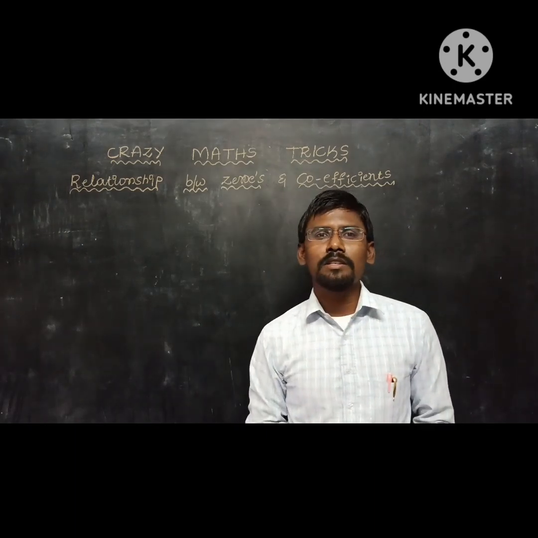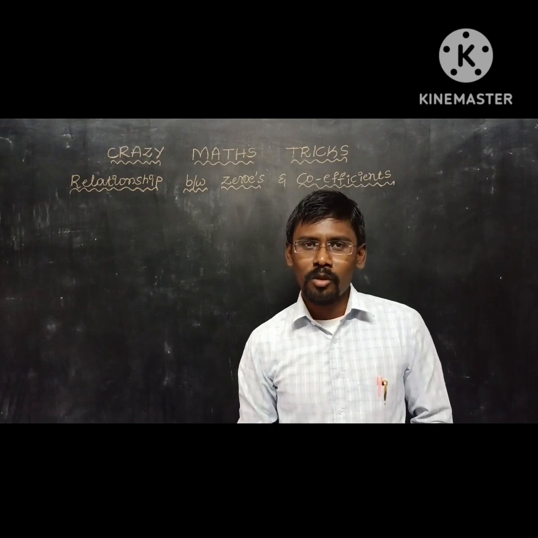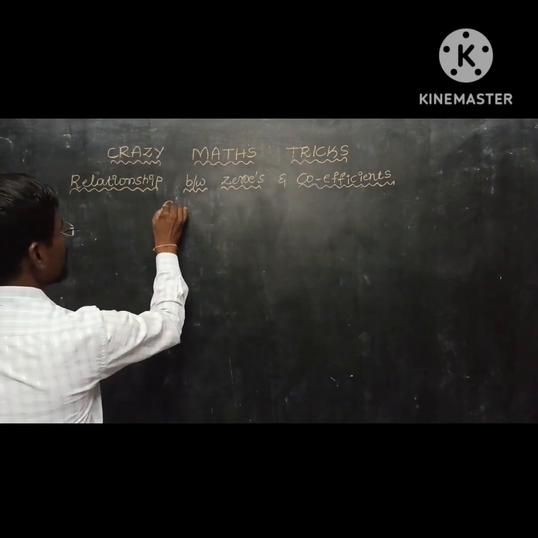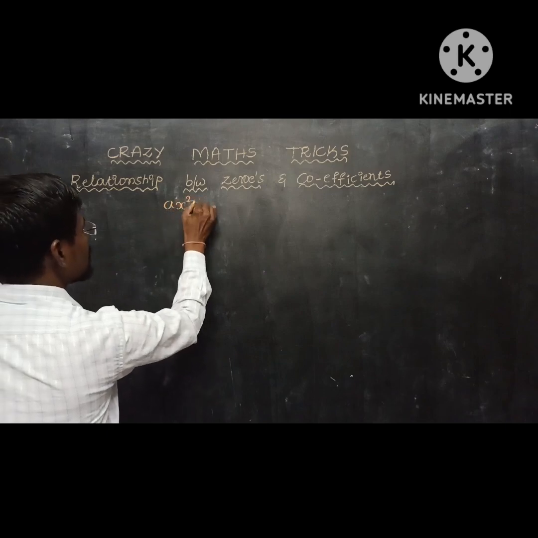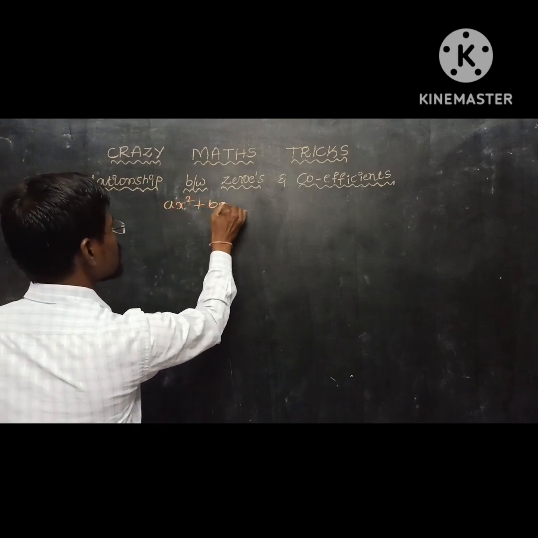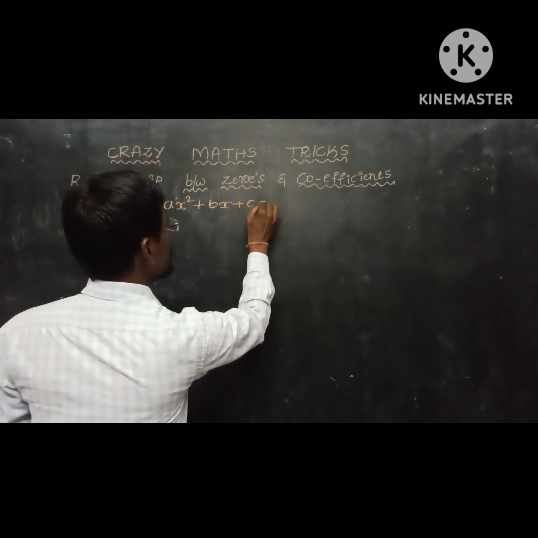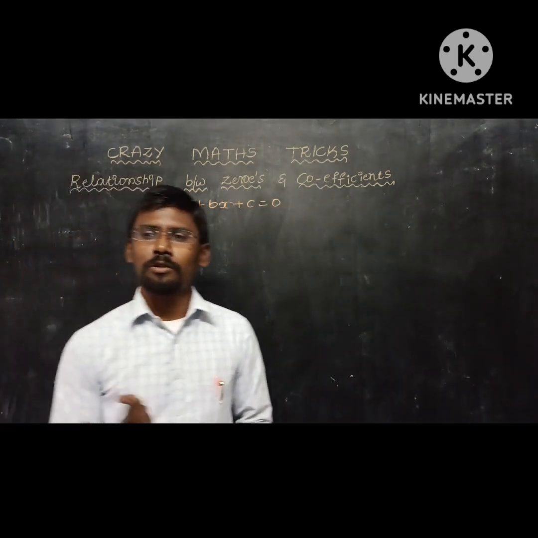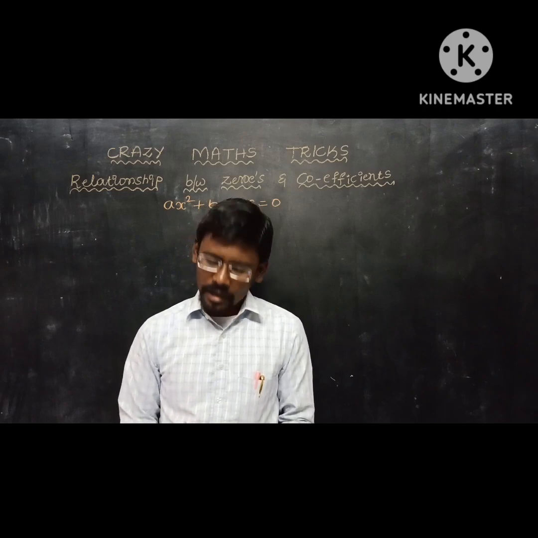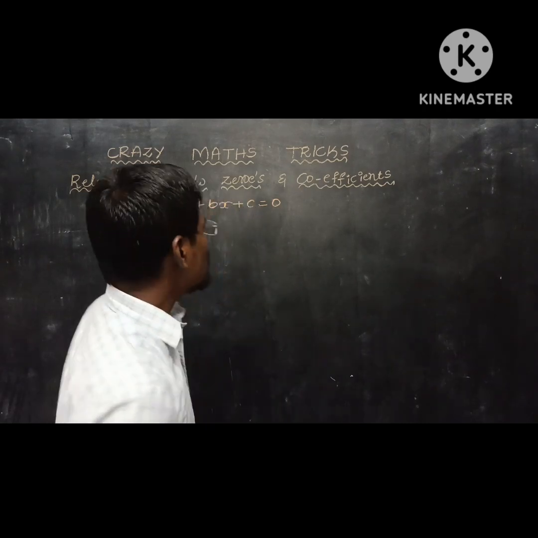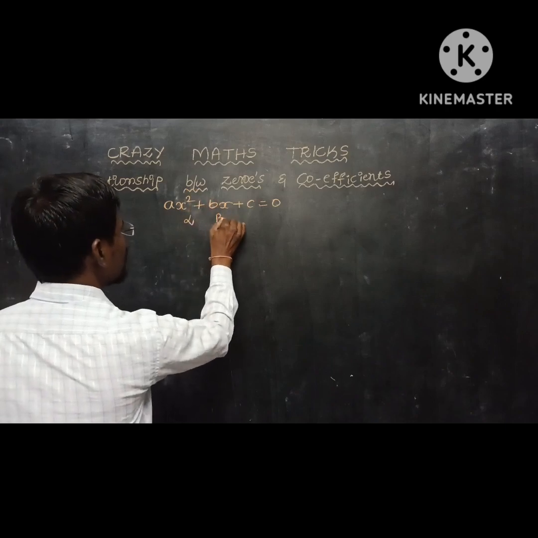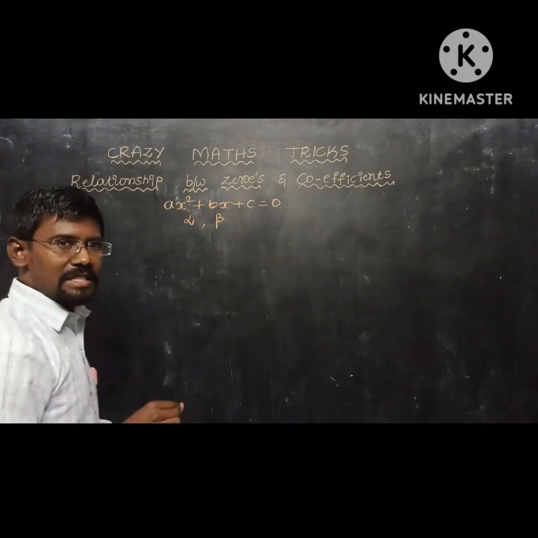Okay, actually, what is the general form of a polynomial? The general form is ax square plus bx plus c is equal to 0. Now every such polynomial can have two zeros. What are the two zeros we can represent? One zero I am going to represent with alpha, and the other zero with beta.